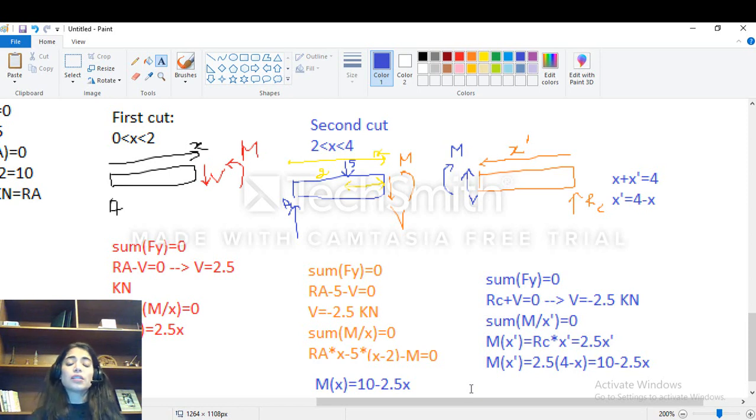But don't forget, guys, that if you take the right part, you should replace x prime by its value or its equation in terms of x. Because here, guys, your x is different than this x prime.